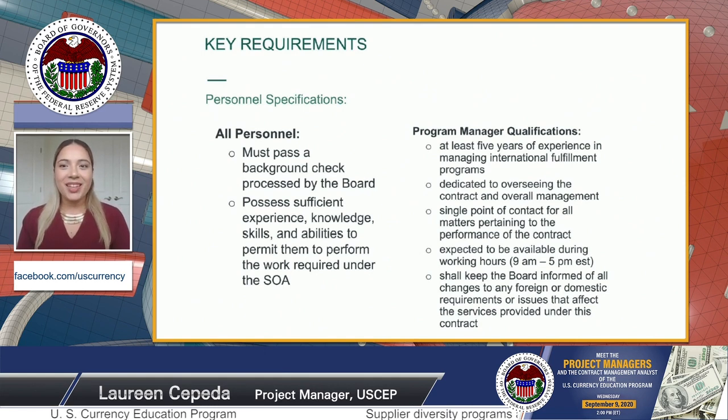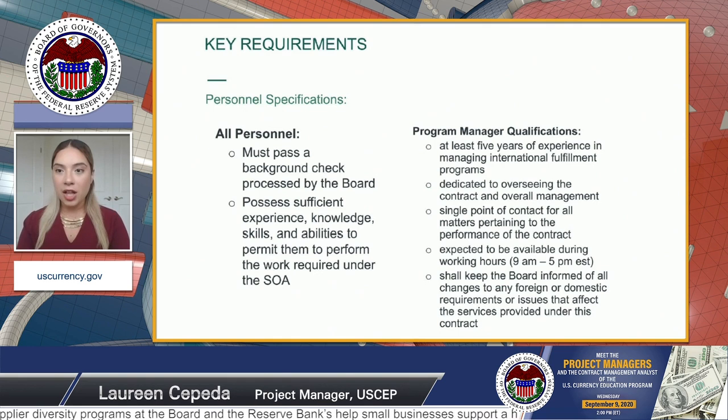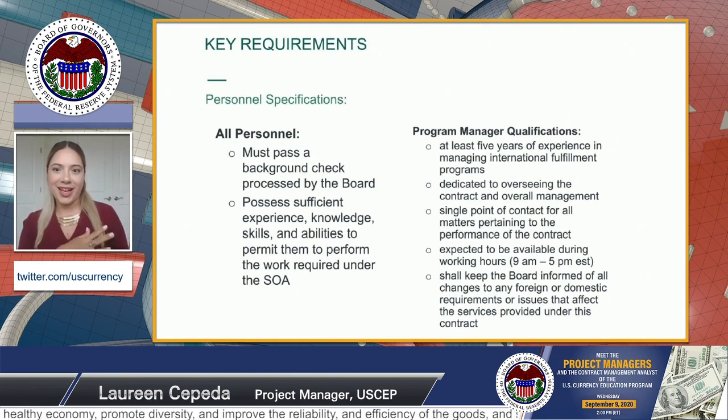So personnel. All personnel working on this contract must pass a background check by the board. We expect that all staff working on this contract have the sufficient experience and knowledge to be able to perform all of the work that is noted in our statement of work. Though we know that there could be a group of staff members working on our contract, we do require a project manager that oversees the entire contract from the contractor's side.